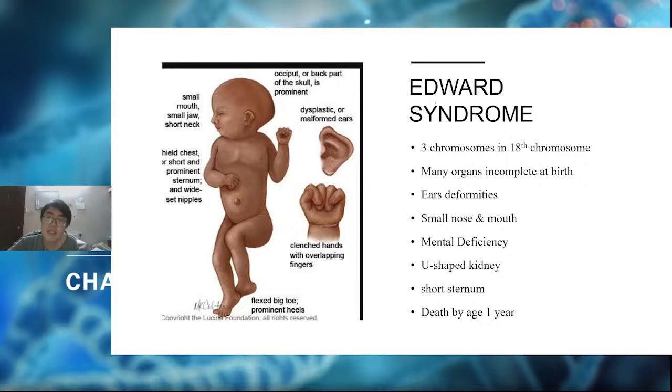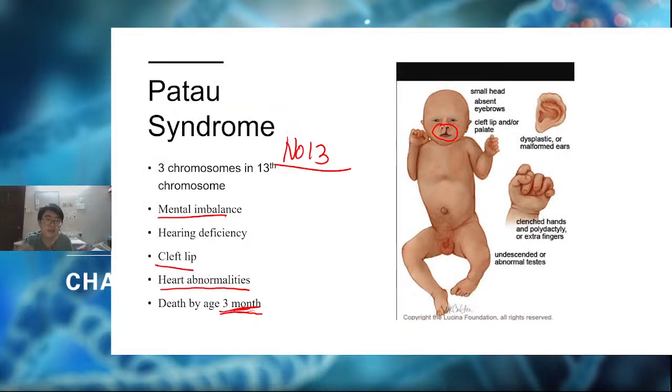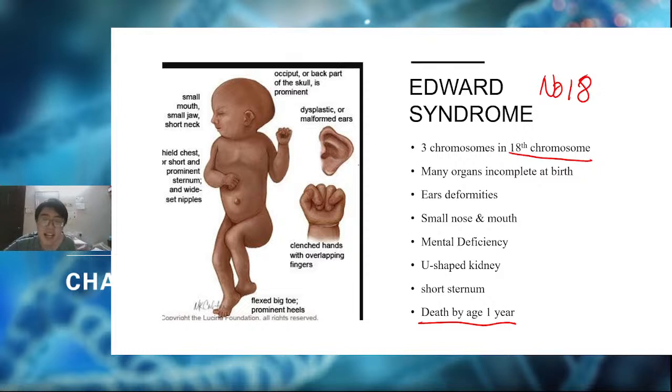Another one is Edward syndrome. This one also has 3 chromosomes, but at chromosome number 18. With Edward syndrome they can also survive, but the lifespan is very short, normally 1 year. A little longer than Patau syndrome, which is only 3 months. But it is still short, only 1 year is also very pitiful. Normally with this kind of baby, many organs are incomplete at birth. Why can they die? Because the organs are not completely formed.